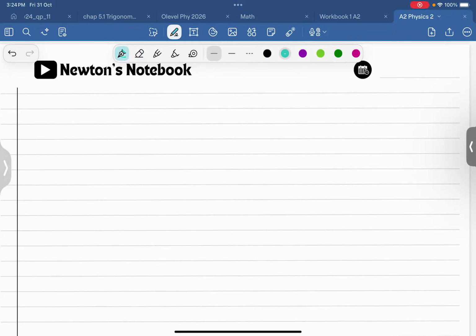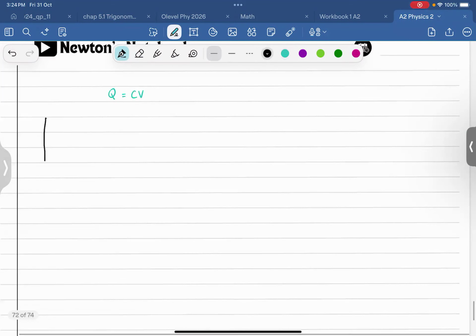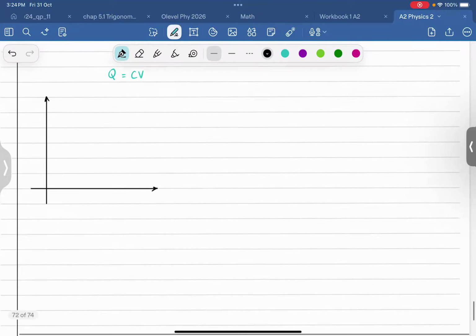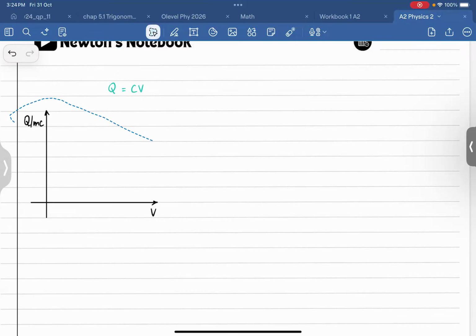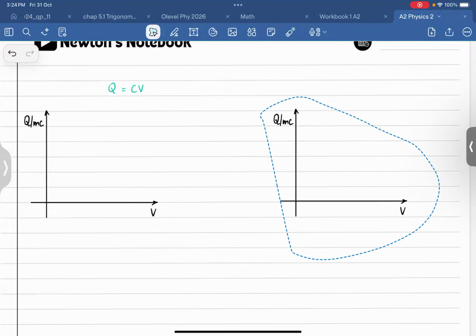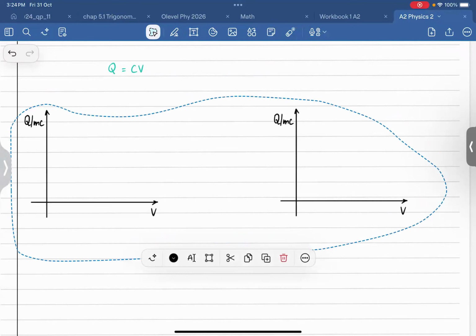with the potential difference? So we know that this is the equation Q equals CV. And if I ask you to draw the graph of Q against V, most of the time in millicoulombs and volts, and sometimes vice versa, can you suggest the shape of the graph that can be formed?